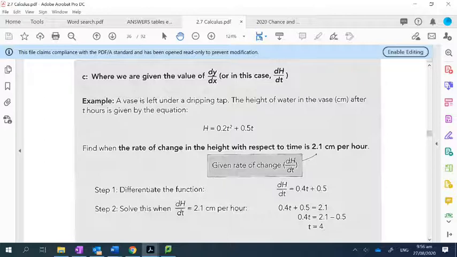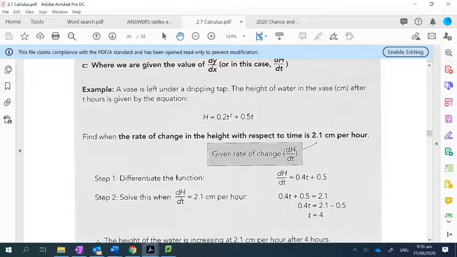For example, a vase is left under a dripping tap. The height of the water in the vase after t hours is given by the equation. So this is already a rate of change, right? The height after t hours. So here's our function. Find when the rate of change in the height with respect to time is 2.1 centimeters per hour.